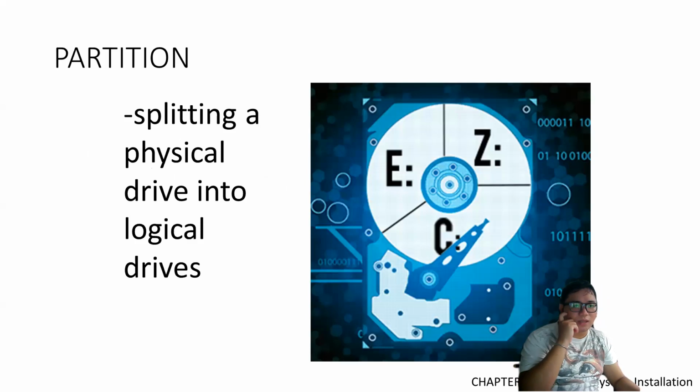Next is the partition. A partition is how we split a physical drive into logical drives. For example, when we do installation, if you do not partition the drive, it will be just Local C. But if you want to divide it into logical parts, it becomes Local D, Local E, Local F, and so forth. It depends on you, and these would be logical drives.